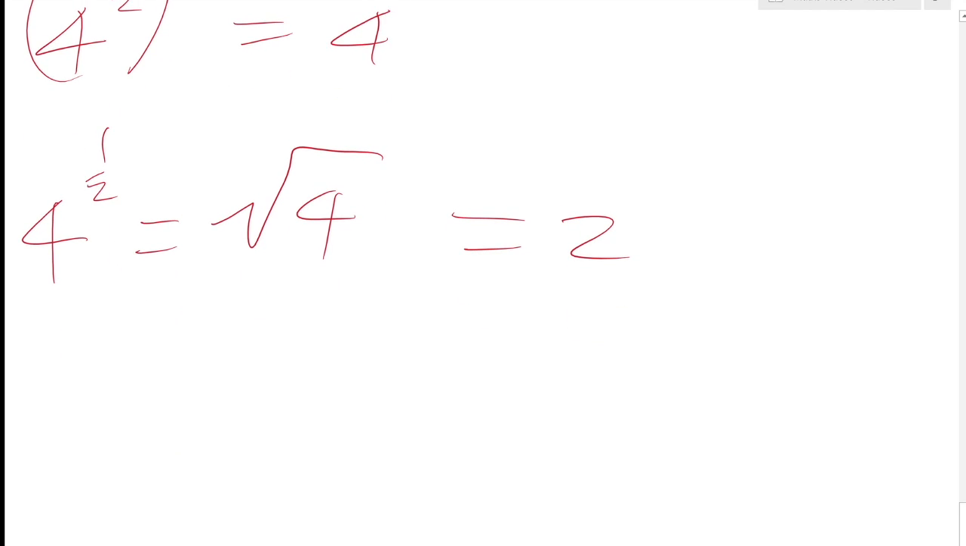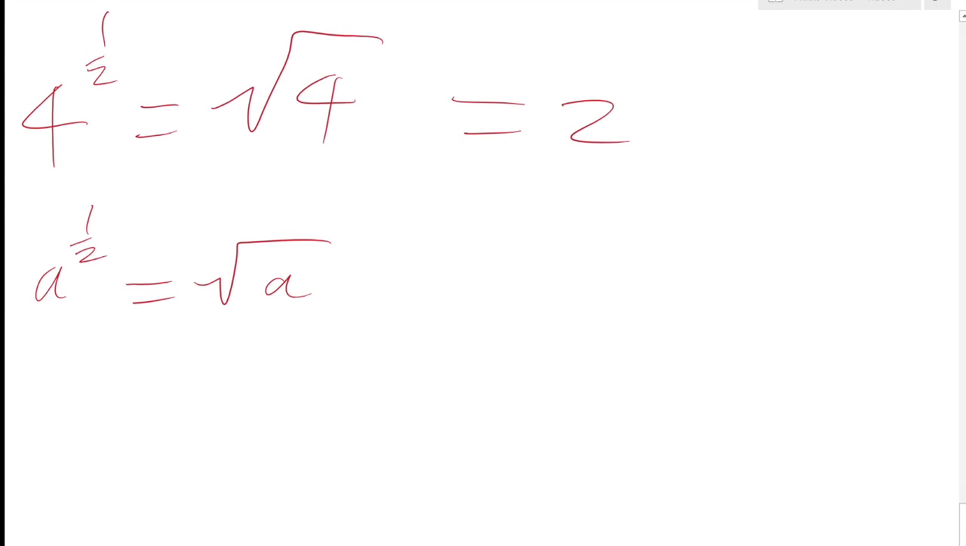So in general, if you have a to the half, your result will be the square root of a. You can check that again. If we did 3 to the half squared, we'd get 3 to the 1 equals 3, and then taking the square root of both sides, because again, as long as you do the same thing to both sides of your equals sign, the equality still holds.